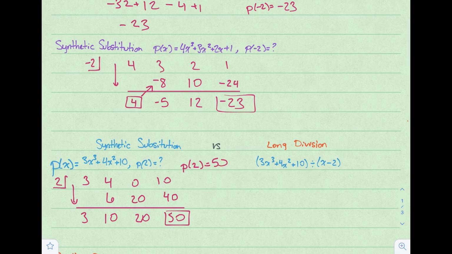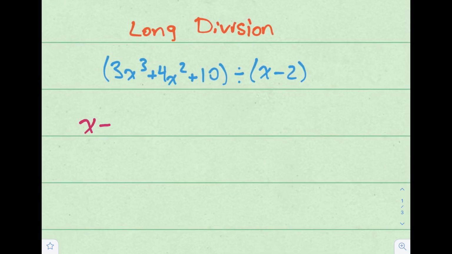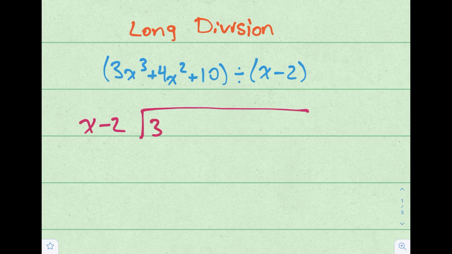Now let's compare this. I'm going to divide the same polynomial now by x minus 2. So I'll put my x minus 2 outside of our division box. Now we'll put the polynomial I'm dividing inside: 3x cubed plus 4x squared. Again, I need to include a 0x term just to make sure my like terms will all line up.